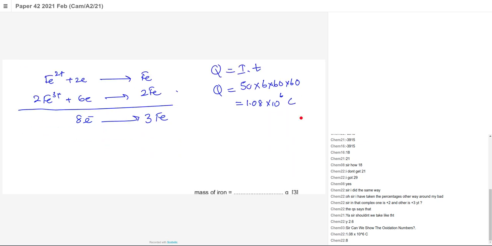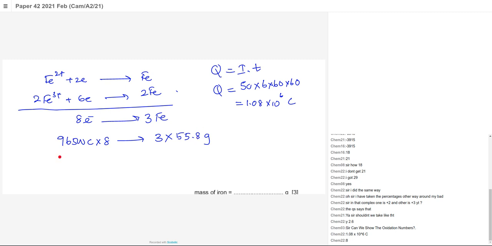We know the charge of 1 mole of electron, right? Charge of 1 mole of electron is 96,500 coulombs times 8. You get the overall charge, which is required to deposit 3 moles of iron. 1 mole of iron is 55.8, and you can work out the mass of 3 moles of iron, which is deposited by 8 moles of electrons. So 3 moles will be 3 times of that. So this amount of coulombs gives that much of iron.